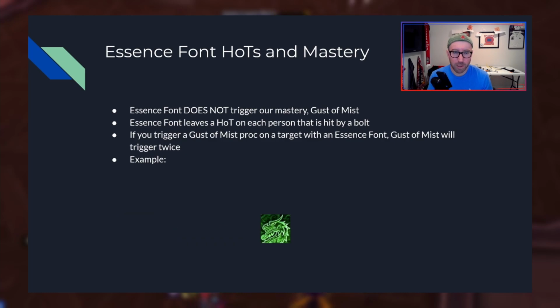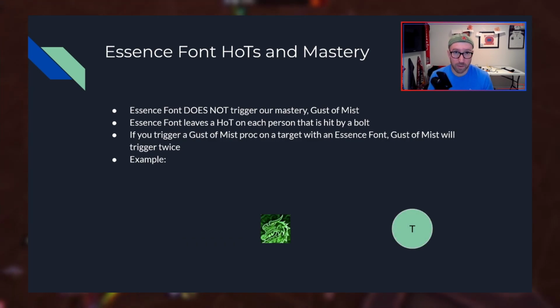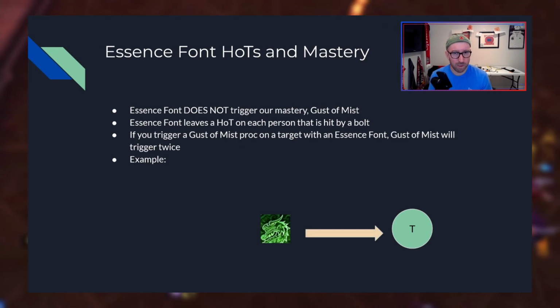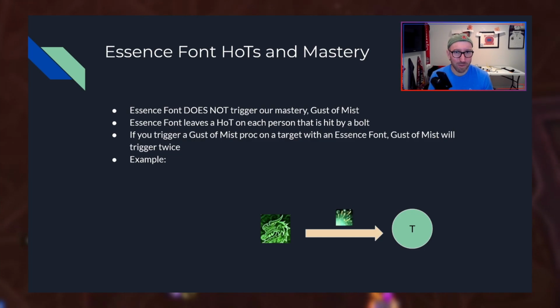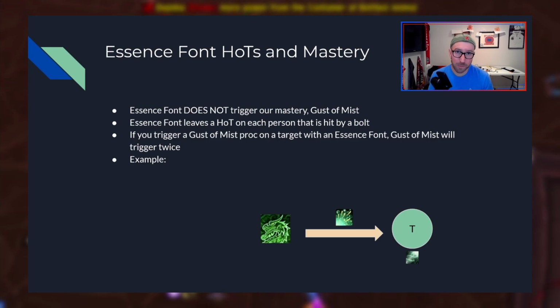Scenario 2 is we have another target, another injured ally, they do not have an Essence Font HOT on them. So of course you target them, you need to top them off. You hit them with a Vivify, of course. What do you think happens? Only a single Gust of Mists is triggered. So keep that in mind. This is why Essence Font HOT chasing is a concept we talk about in Peak, and why it's important. You basically get a free additional trigger of your Mastery, Gust of Mists.